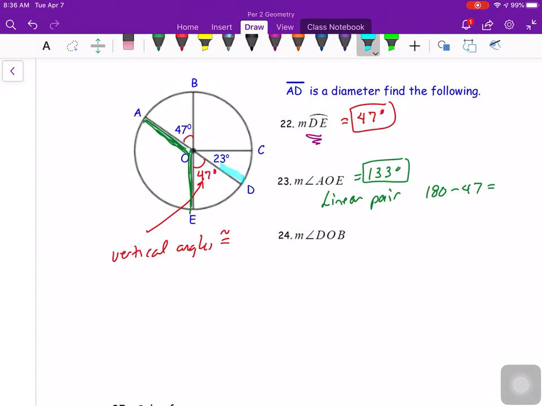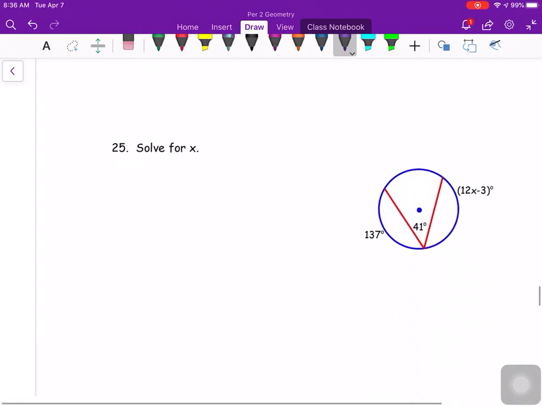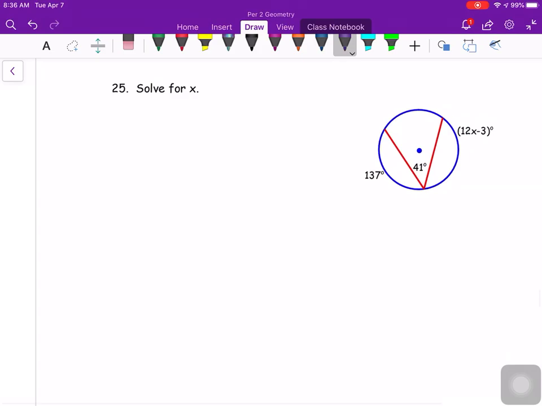And then angle D to O to B. Well, D to O to B would be this one. And once again, I can use a linear pair. 180 minus 47.